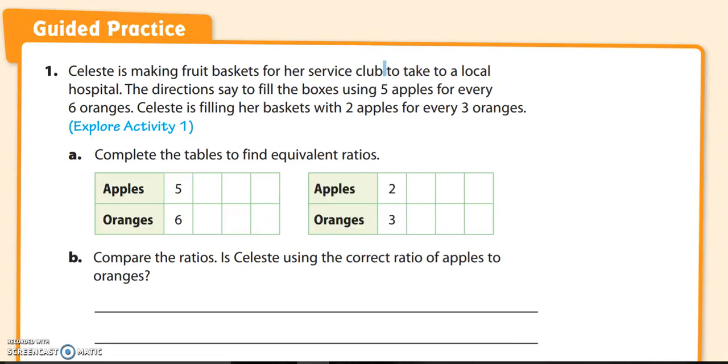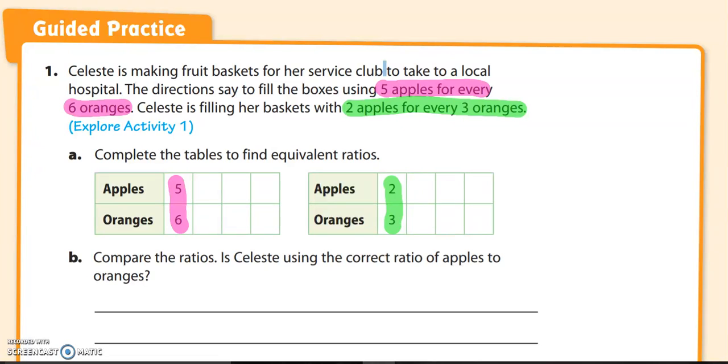Number 1, Celeste is making fruit baskets for her service club to take to a local hospital. The directions say to fill the boxes using 5 apples for every 6 oranges. So 5 apples for every 6 oranges, and I notice that is given to me in this table on the left. And then it says that Celeste is filling her baskets with 2 apples for every 3 oranges. So she may or she may not be following those directions. The directions asked her to use 5 apples for every 6 oranges. She's using 2 apples for every 3 oranges.